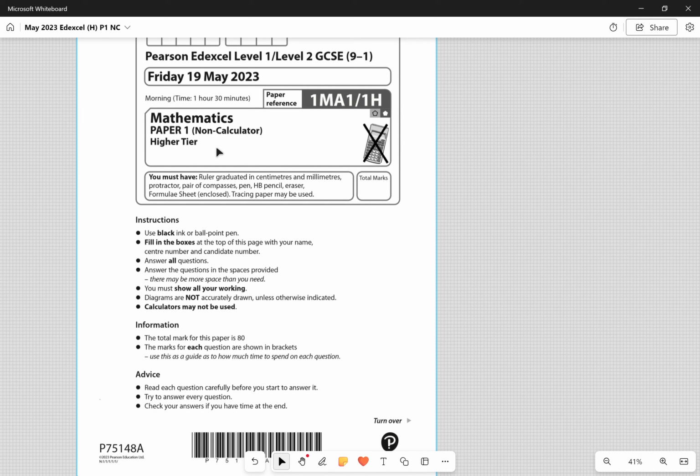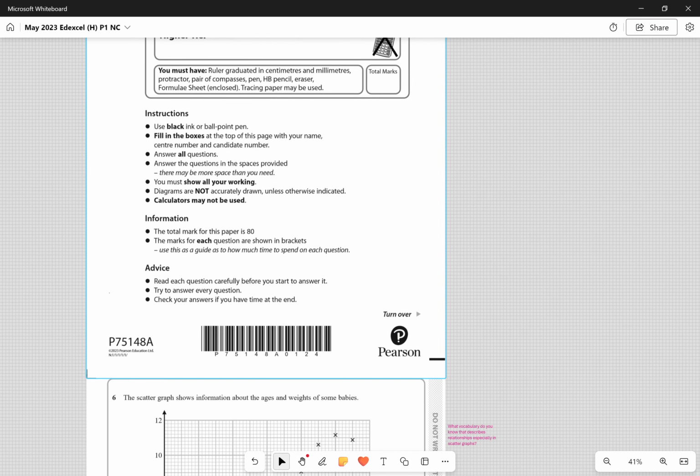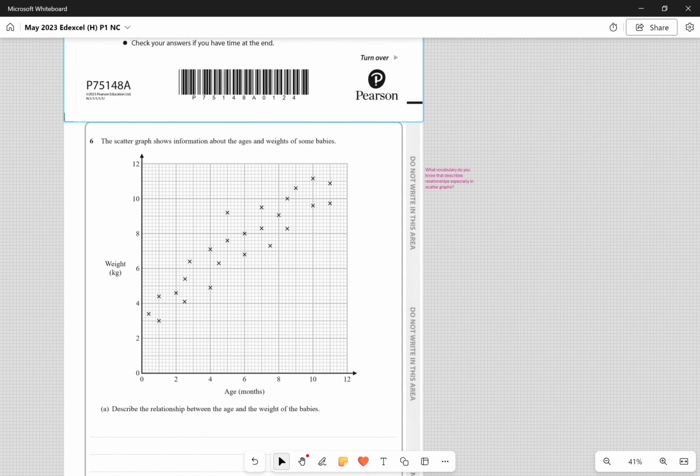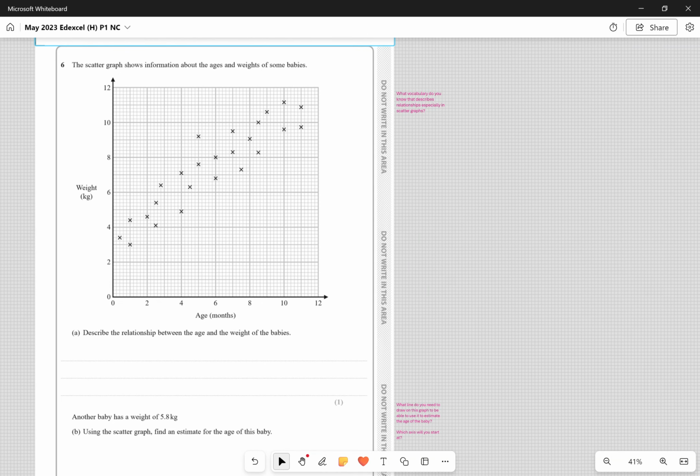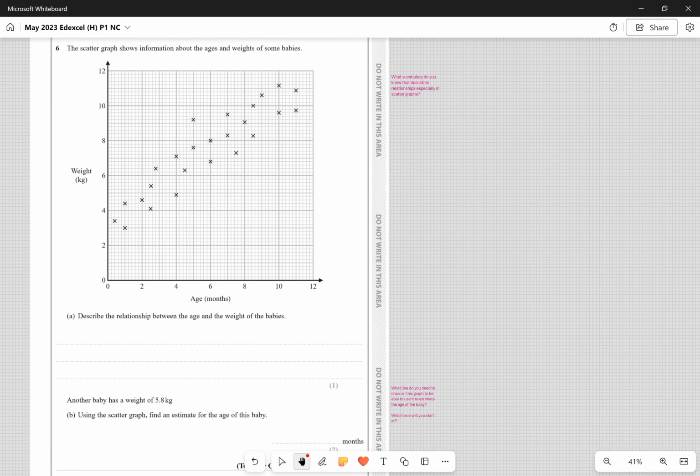Hello, today we're doing the May 2023 Edexcel higher paper, which is a non-calculator paper. We're on question 6 now, so let's read the question. It says the scatter graph shows information about the ages and weights of some babies.